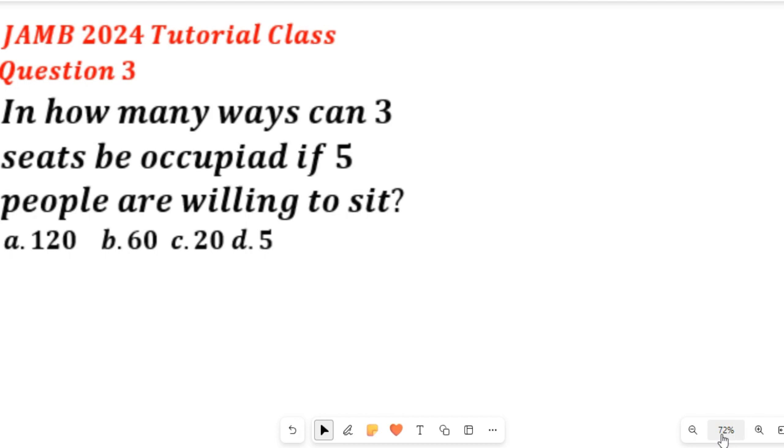So sequence and arrangement truly matter, and this has to do with the number of ways we can arrange 5 people, or 3 persons sitting, among 5 people who are willing to sit on 3 seats. So how do we go about this arrangement?